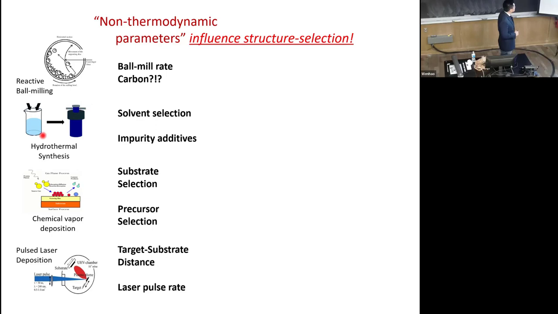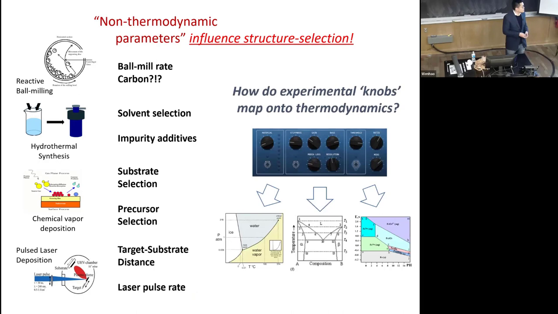Or impurity additives can sometimes guide structure selection. In chemical vapor deposition, the plasma synthesis conditions, or in pulsed laser deposition, the laser pulse rate. These are things that we can control from an experimental perspective, but it's not very clear how we would be able to map those control parameters onto existing thermodynamic phase diagrams. So let's take a moment to just forget about phase diagrams, and let's fantasize for a moment. If we could make a useful phase diagram from a perspective of synthesis, what would that look like?